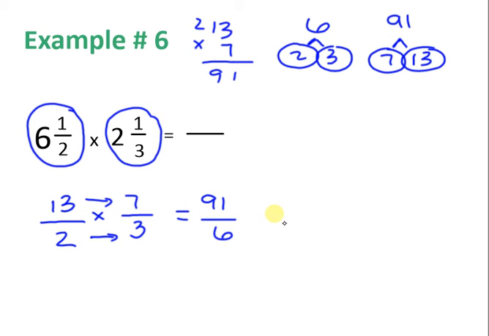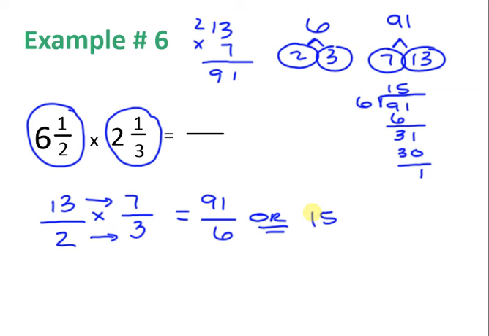But let's go ahead and try to make it a mixed number. So 6 goes into 91. We're going to have to do a division problem for this one. So it goes in once, 31, 5, 31. So it's 15 and 1/6. There we go.